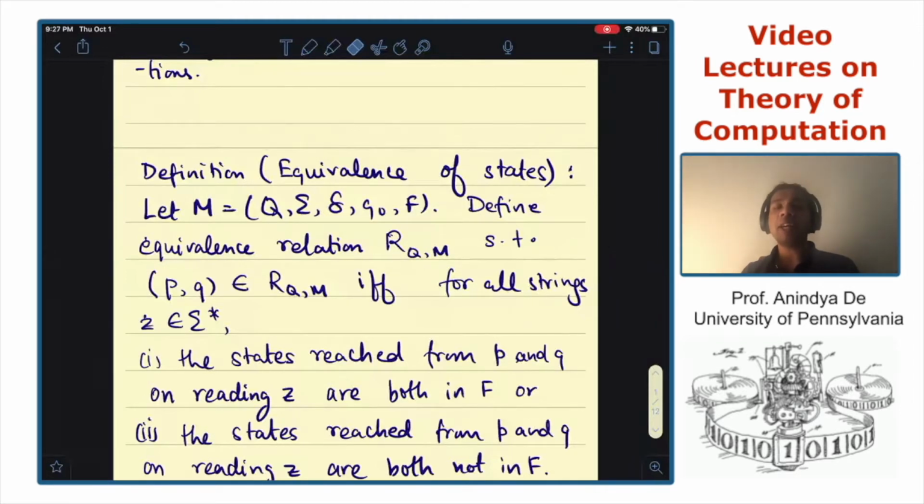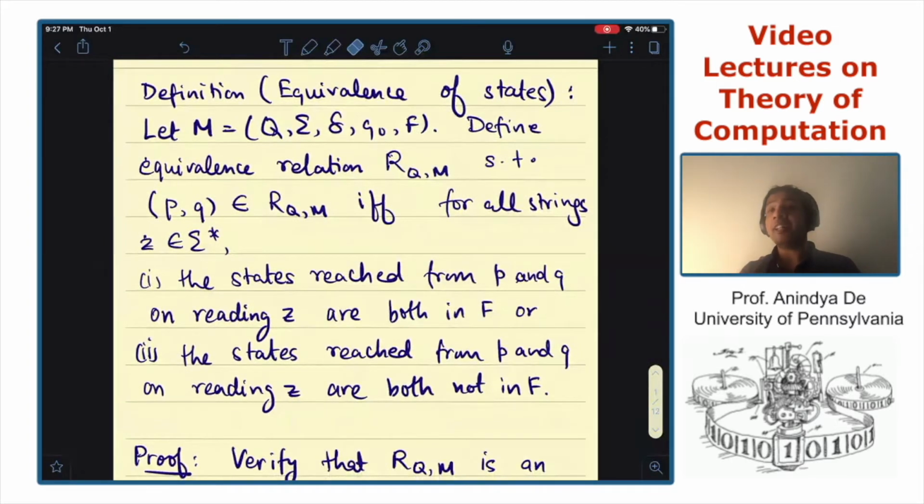Well, we say (p, q) is in R_{Q,M} if for all strings z in sigma star the following holds: if you start from p and read z, and you start from q and read z, either both times you will reach an accepting state, a state in F, or both times you will reach a state not in F. So if for every string z, starting from p and starting from q, you either reach an accepting state or you reach a rejecting, non-accepting state on both occasions, then we say (p, q) is in R_{Q,M}.